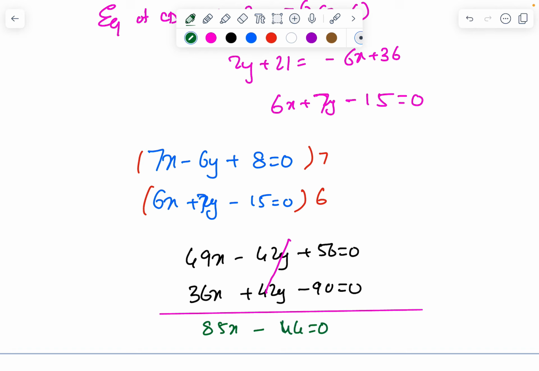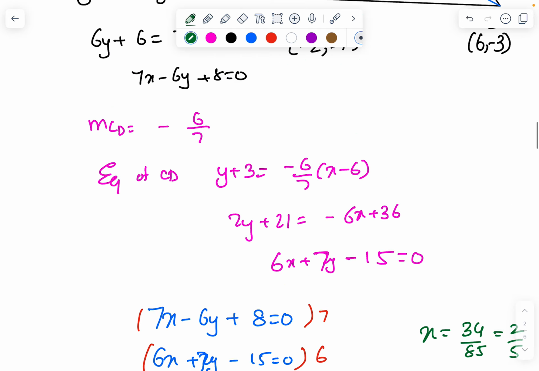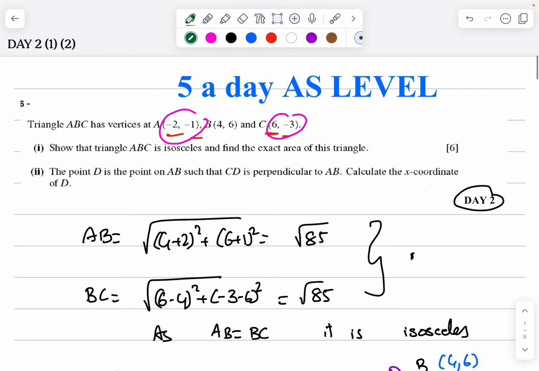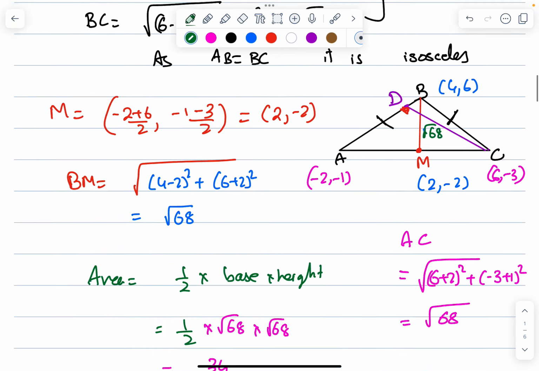34 equals 0. So x equals 34 upon 85, which is 2 upon 5. That is the x coordinate. Is he asking for the x coordinate and y coordinate? He's only asking for the x coordinate, which is 2 upon 5.